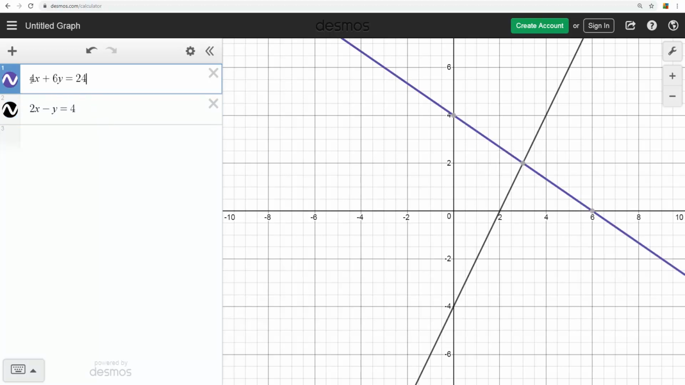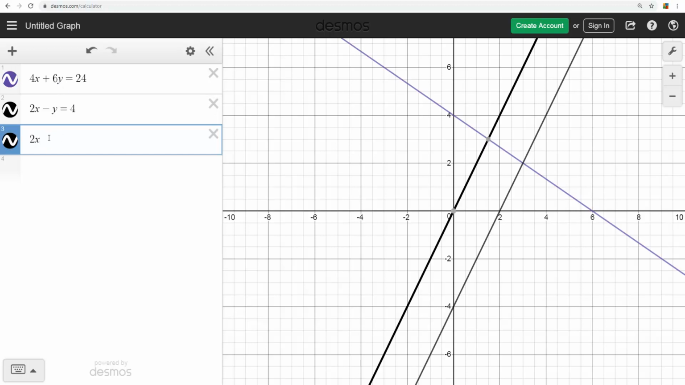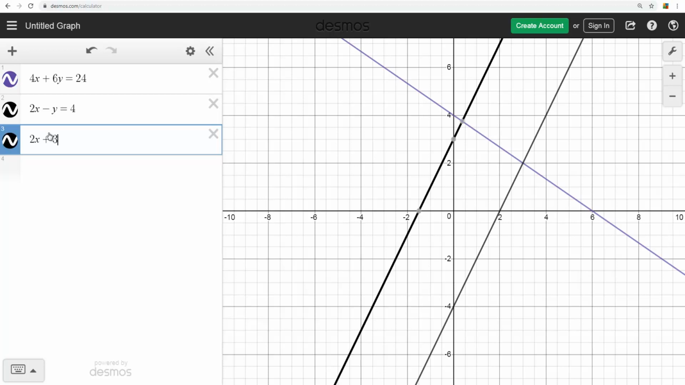So the first thing I want to do is notice that in this equation, all the coefficients are even. So I'm going to divide this entire equation by 2, all three of those terms, and enter it as another equation. So 4x divided by 2 would be 2x, and if I divide 6y by 2, I get 3y, so plus 3y, and equals, if I divide 24 by 2, I get 12. Notice that line is exactly right on top of the original one. So taking a multiple of a line actually gives you the same line.